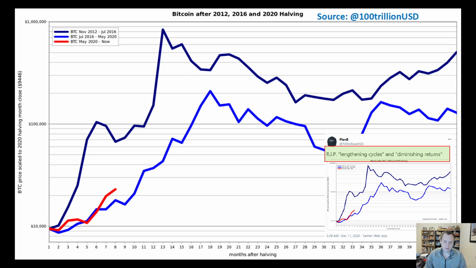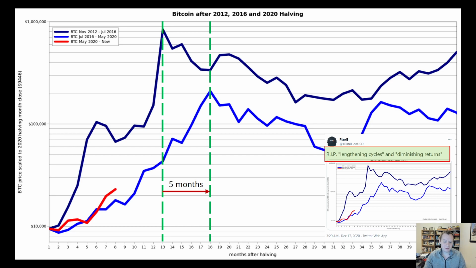But he put out this tweet, "RIP lengthening cycles and diminishing returns," and we're going to systematically go through this. First I'm going to break it down on his chart. The first thing we notice, if we look at the time as measured from the halvings, is that he's showing on this chart a time frame difference of 5 months. I don't know if people would consider almost half a year as lengthening, but suppose the next one were another 5 months out, could we continue to say that they are exactly 4 years if each one is getting longer? The other thing that you can easily note from this chart is that we have diminishing returns.